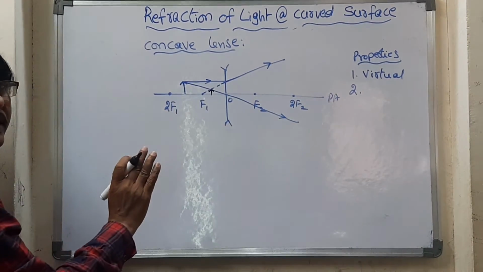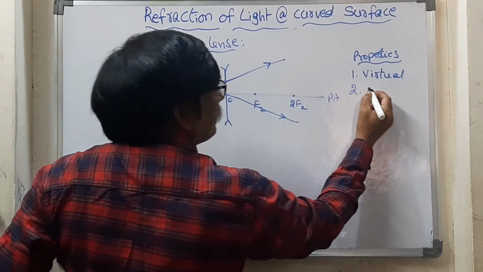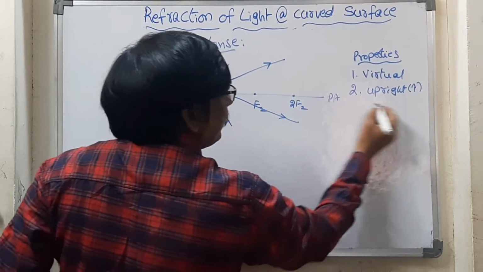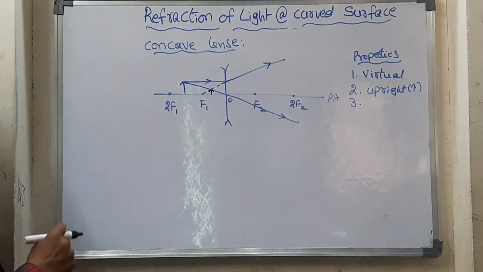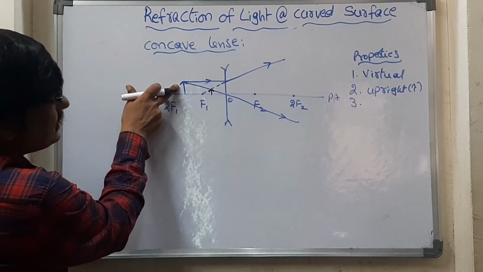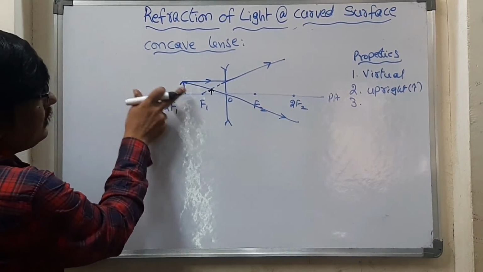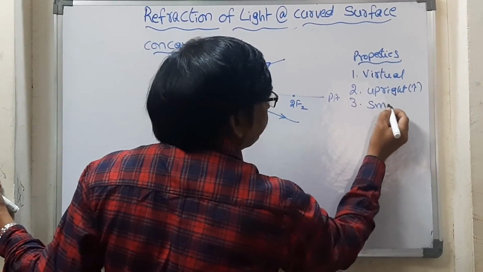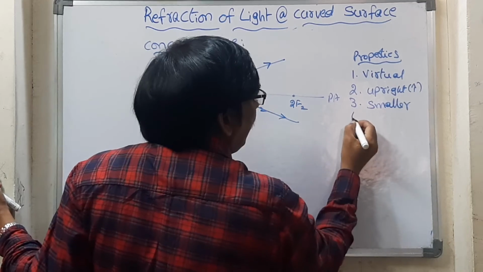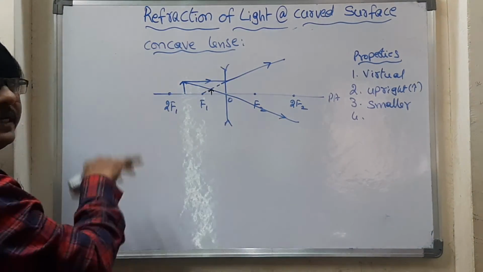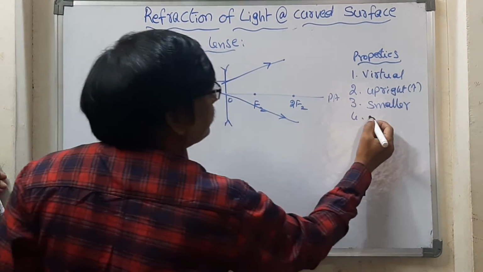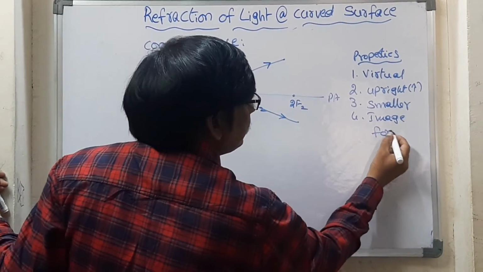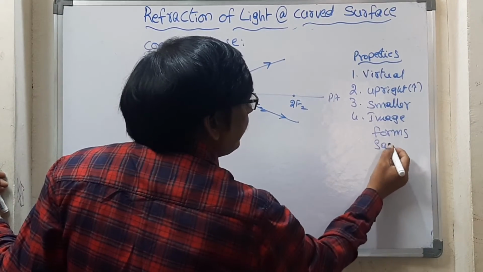What is the nature of the image? That is an upright image. Yes, the arrow mark is upwards. What is the size of the image? See, the object is this one, and the image becomes a smaller image. And where is the image forming? On the same side of the object.